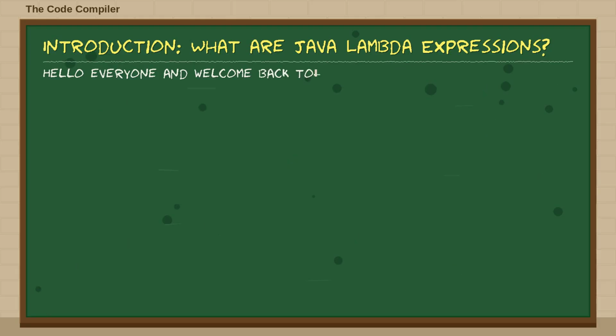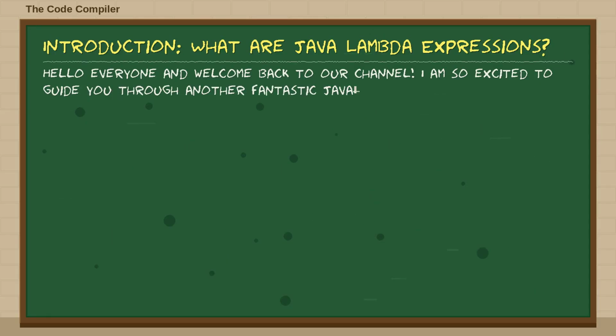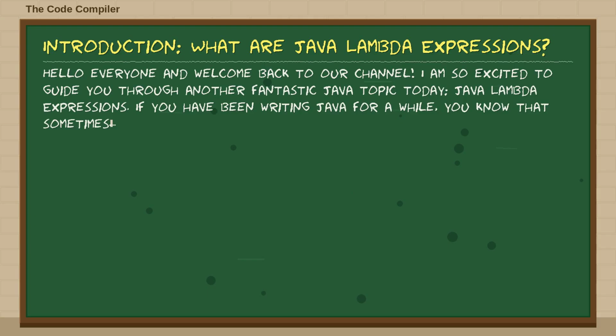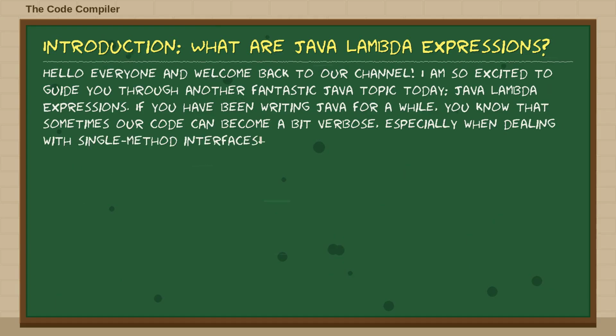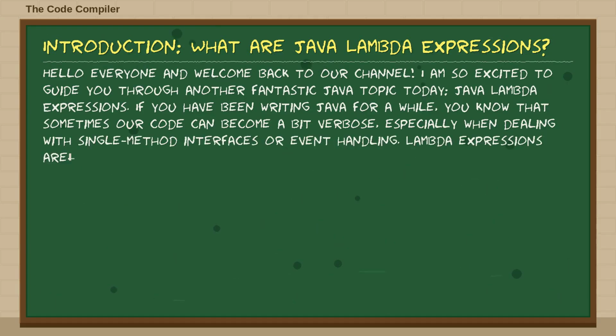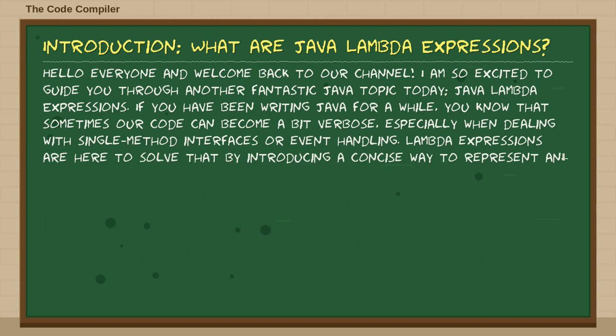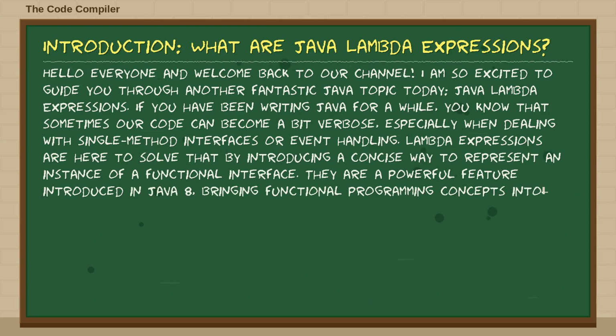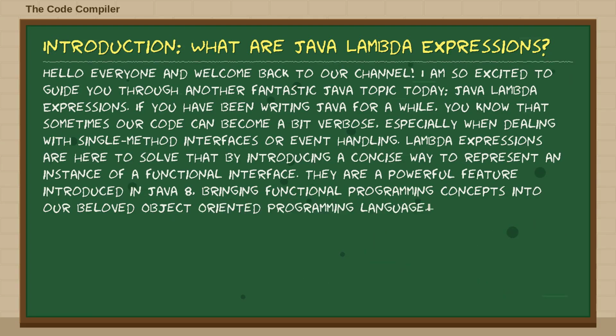I am so excited to guide you through another fantastic Java topic today, Java Lambda Expressions. If you have been writing Java for a while, you know that sometimes our code can become a bit verbose, especially when dealing with single method interfaces or event handling. Lambda expressions are here to solve that by introducing a concise way to represent an instance of a functional interface. They are a powerful feature introduced in Java 8, bringing functional programming concepts into our beloved object-oriented programming language.